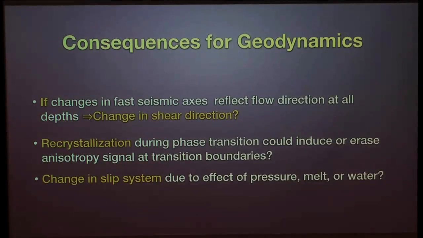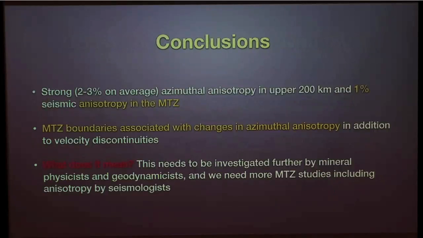If the model we have is correct, that there is really anisotropy there, forget about the details of the fast direction at the moment, but if it is there, then the big question is what is it? Why is it there? What is causing the anisotropy? And also, what is causing this change in fast direction? Do we have a change in flow direction, or is it just that the phase transitions are doing something to the anisotropy of the minerals that would lead to the observations we made? Is it that there is a change in the slip system? Is there melt, or is there water that could do lots of things to the anisotropy?